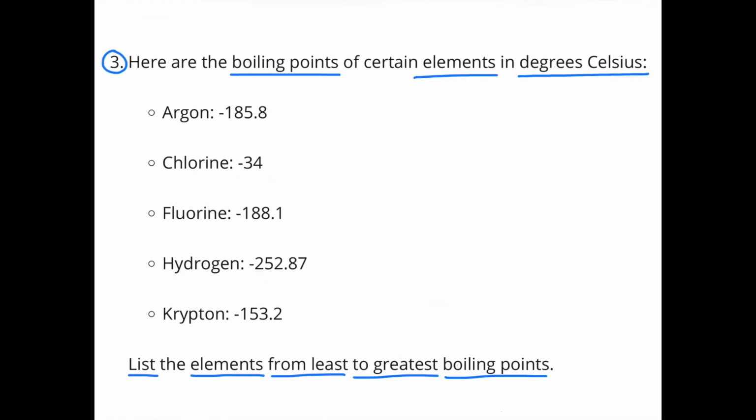Number 3. Here are the boiling points of certain elements in degrees Celsius. List the elements from least to greatest boiling points. I'm going to list it with the least boiling point at the top and the greatest boiling point at the bottom. You could do it from left to right if you want.